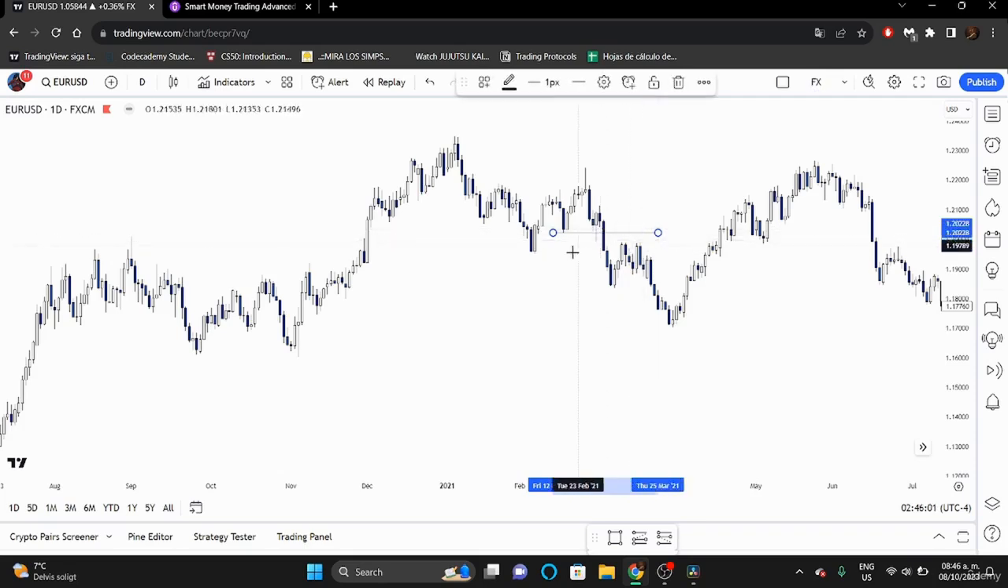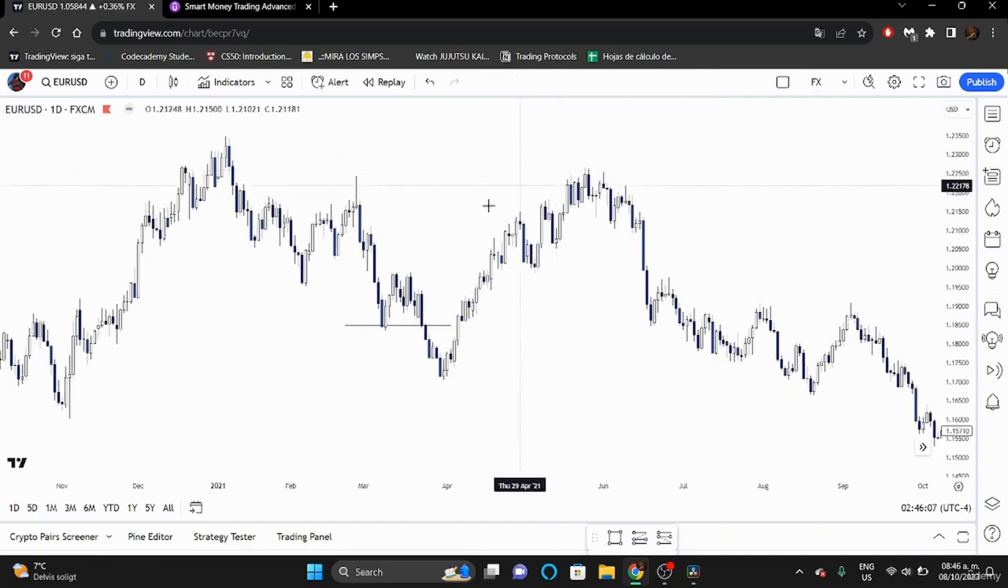We never tap into it. Then we go lower. We tapped into it, but we changed delivery state. We go bullish right here, so we wouldn't focus on this.